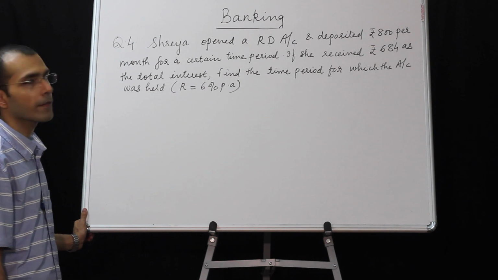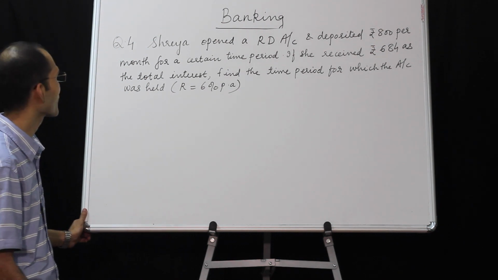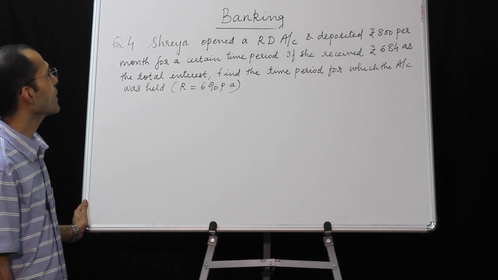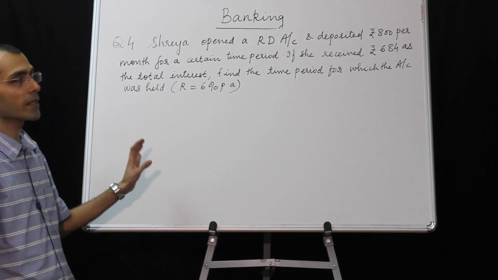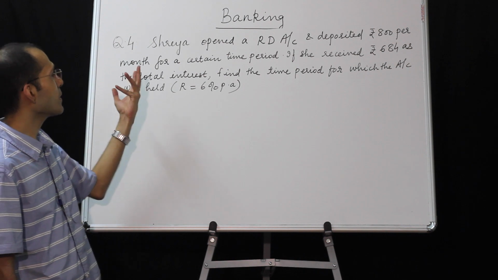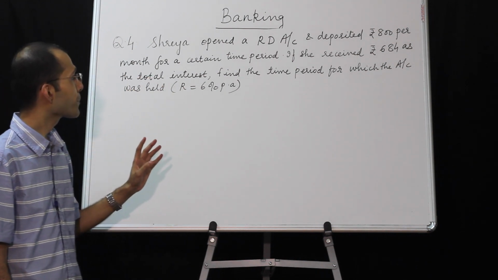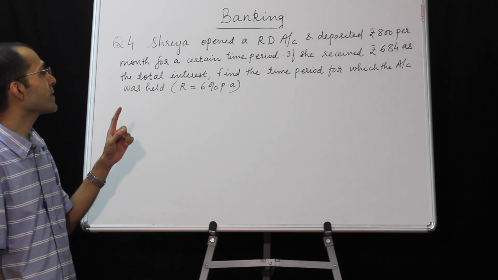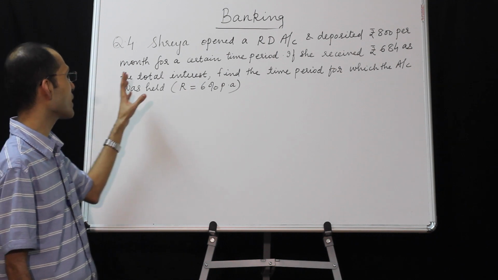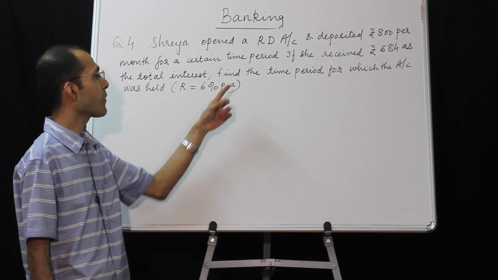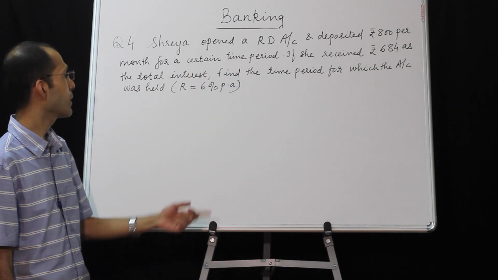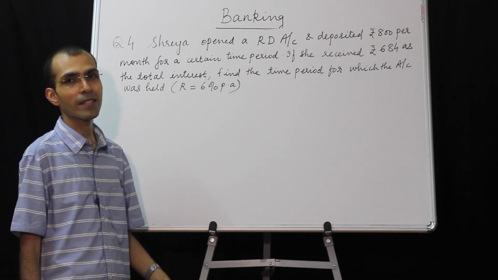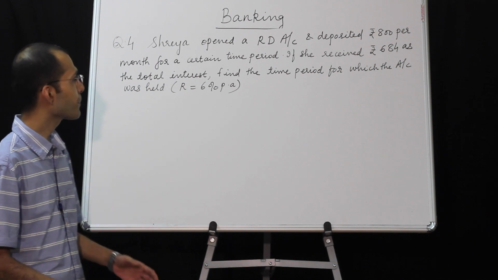Question 4 and the final question for this topic. Shreya opened an RD account and deposited rupees 800 per month for a certain time period. If she received rupees 684 as the total interest, find the time period for which the account was held. Rate of interest 6% per annum.